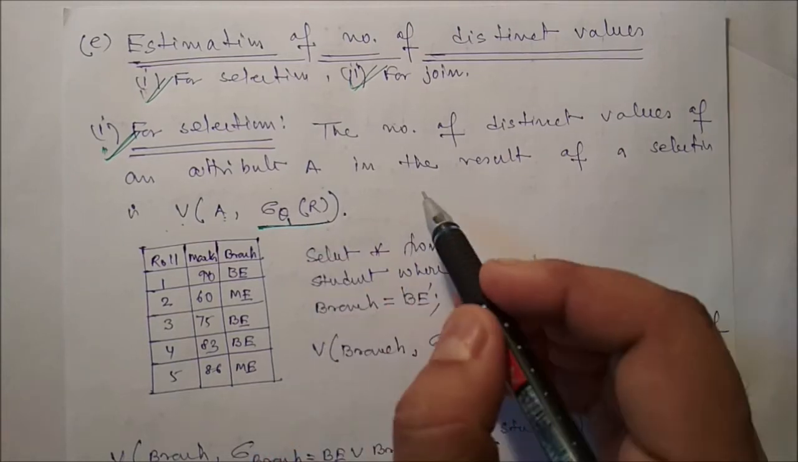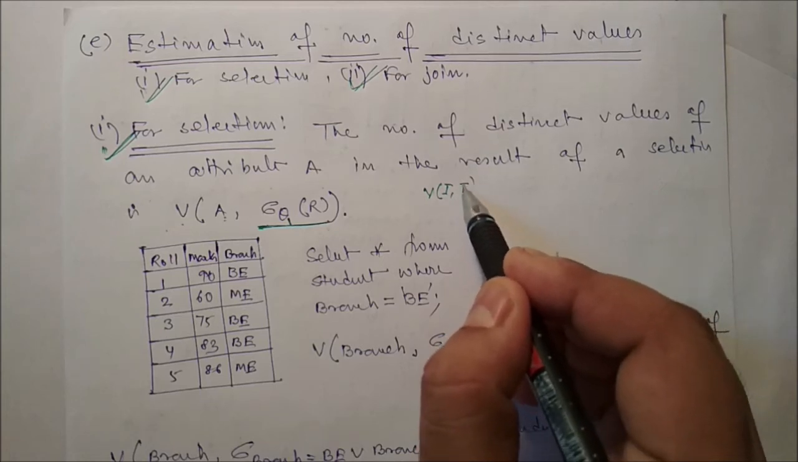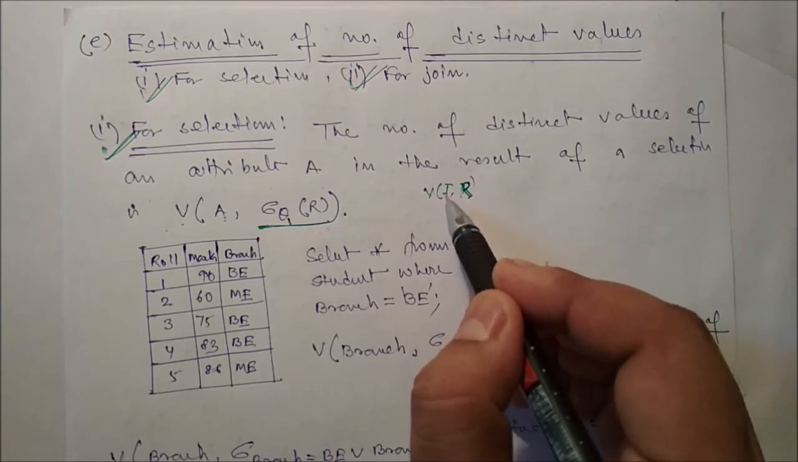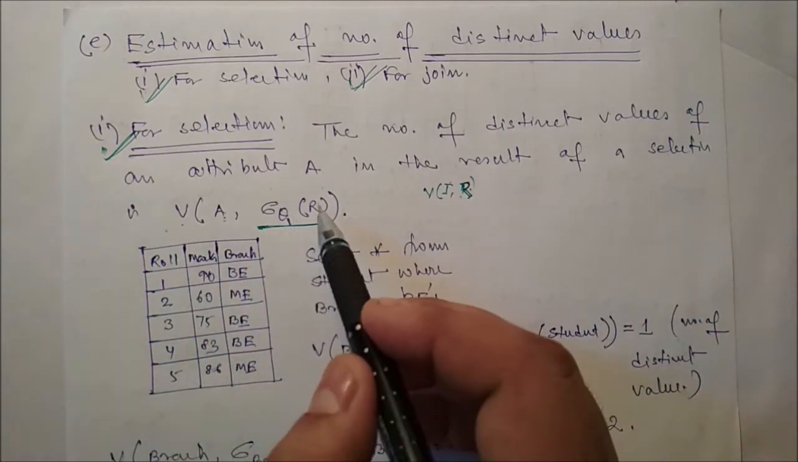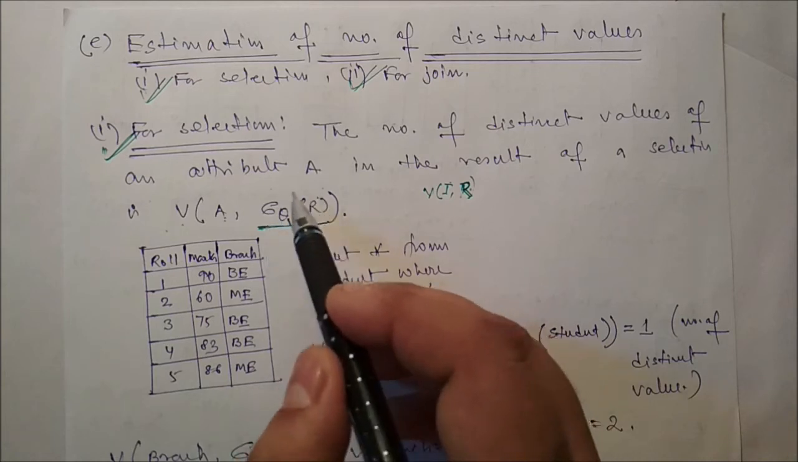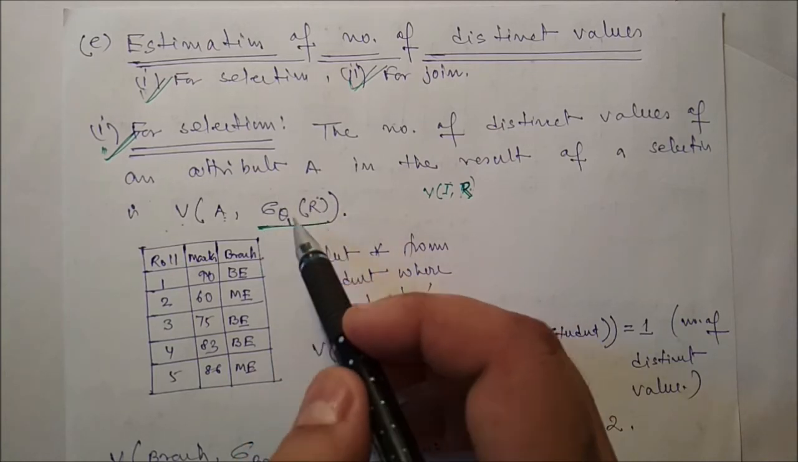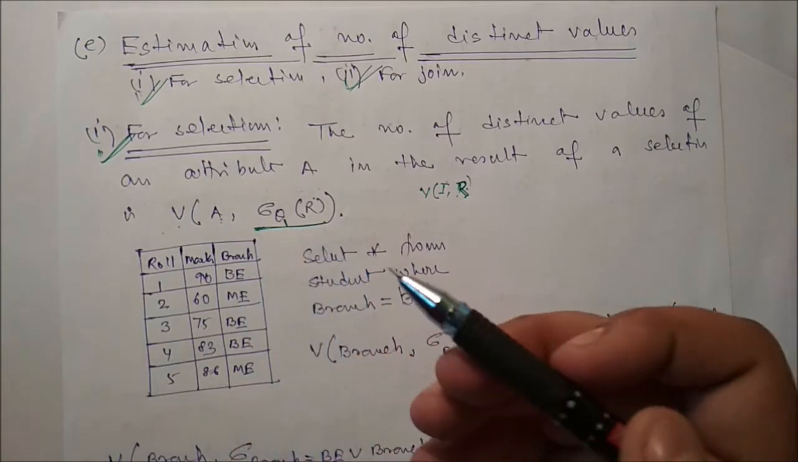Are you getting this? Already we know V(I, R) means we want to know the distinct values of attribute I from the table R. Now here, we want the distinct values present after applying the selection condition. So it will return one intermediate table, and from that table we want to identify the distinct values. That is our actual objective.